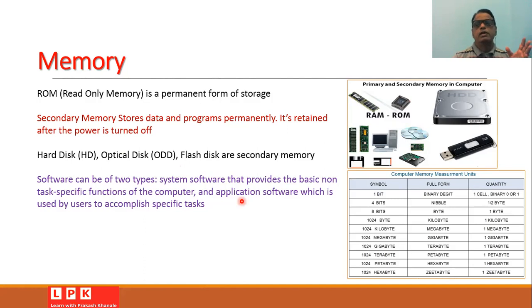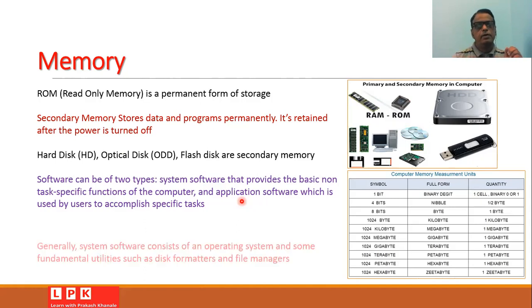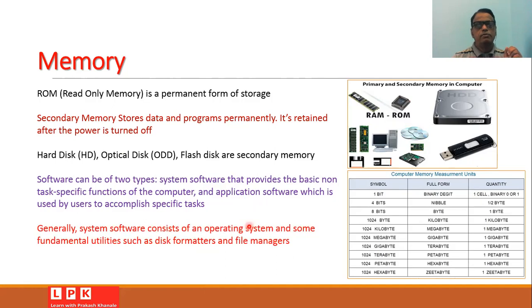System software is a basic part of any computer system, and whenever we want to use a computer system, we require system software. For example, any operating system can be system software. And application software, such as Microsoft Office, is written for a specific task. System software consists of the operating system and some fundamental utilities, such as disk formatter or file manager. These are all part of the system software.